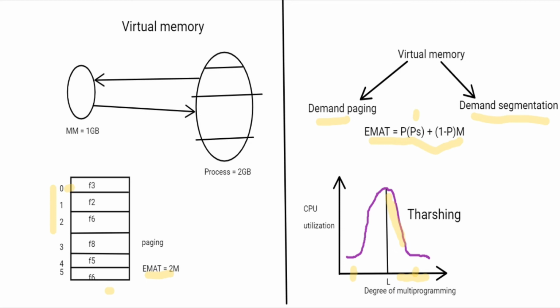And the last is that we should decrease the long-term schedulers. These long-term schedulers bring more processes into the ready state. By decreasing the number of long-term schedulers, we can decrease thrashing. These are some of the ways to reduce thrashing.